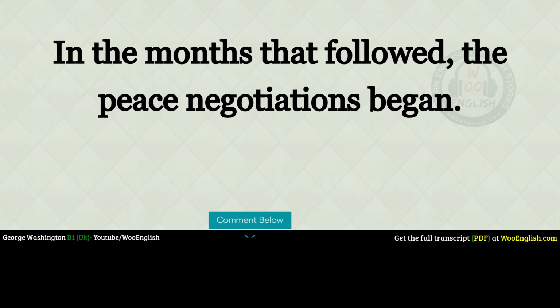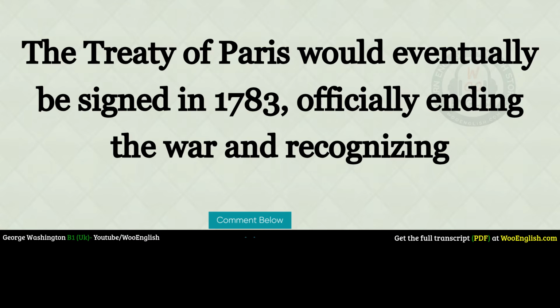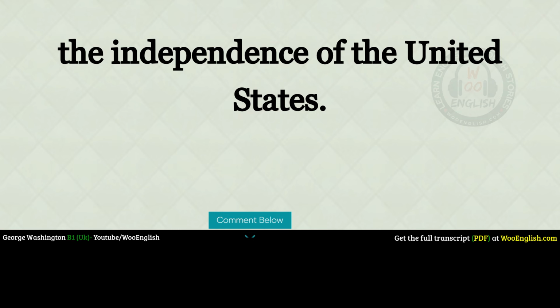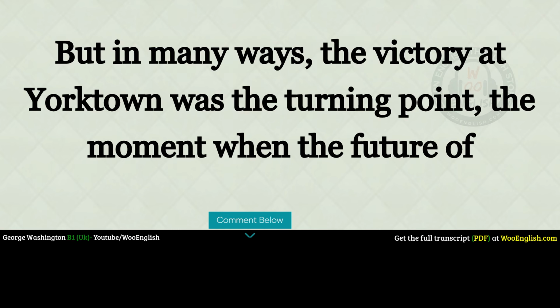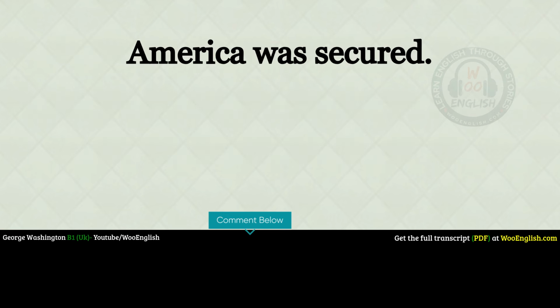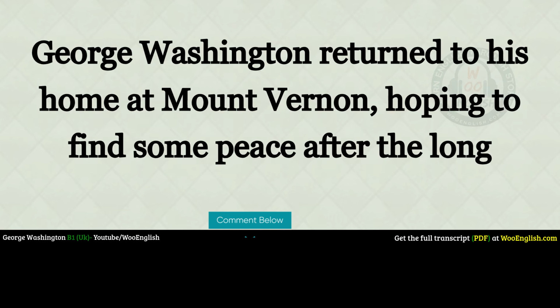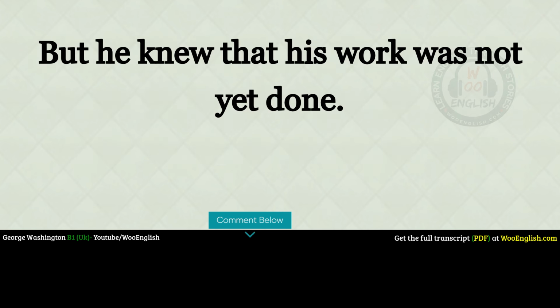In the months that followed, the peace negotiations began. The Treaty of Paris would eventually be signed in 1783, officially ending the war and recognizing the independence of the United States. But in many ways, the victory at Yorktown was the turning point, the moment when the future of America was secured. George Washington returned to his home at Mount Vernon, hoping to find some peace after the long years of war. But he knew that his work was not yet done.